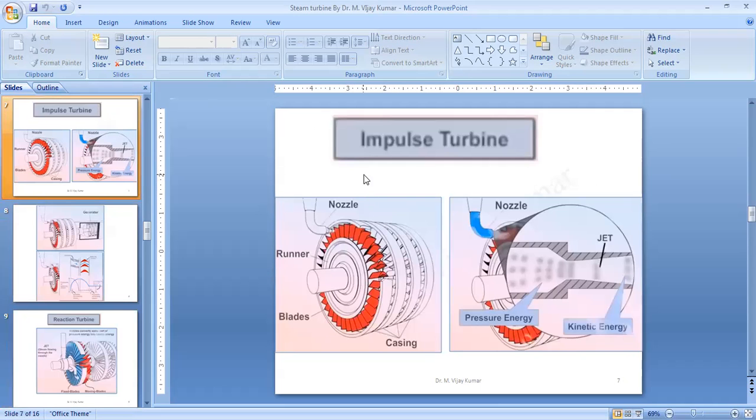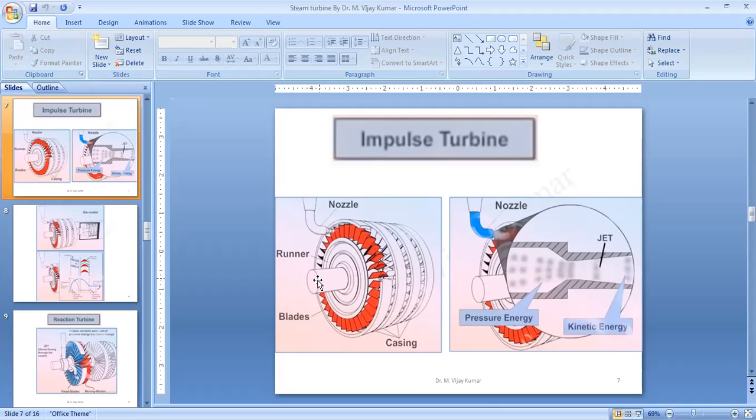Impulse turbine, let us understand in a brief way. You can see this is the shaft. Over the shaft there is the runner. Over this runner, you can see the blades are mounted. Surrounding this, there is a casing part. Inside the casing, you can see there are blades as well as the runner, and there is a shaft. Blades are also called vanes. This part is the casing, this part is called the blades, and this is the runner part.